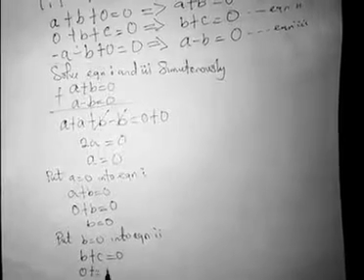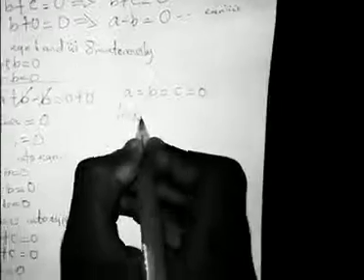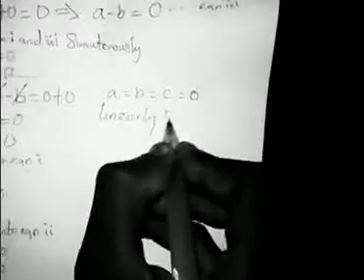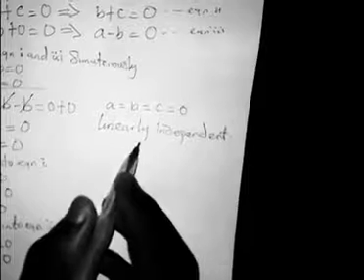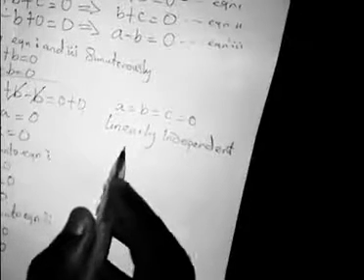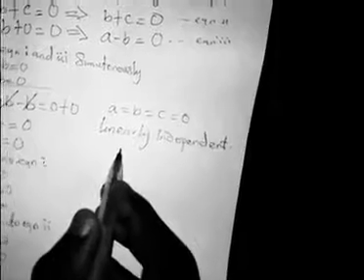0 plus C equals 0. So you can see that your C is 0. So A equals B equals C, and they are all 0. So from here you say your equation is linearly independent. Why? Because all your values are 0. I'm sure you understand what I'm trying to say in this question. So let's move to the next question now.